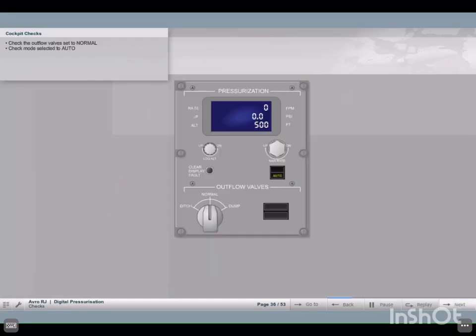The pressurization controller is set up by checking the outflow valves are selected to normal. The mode is selected to auto.